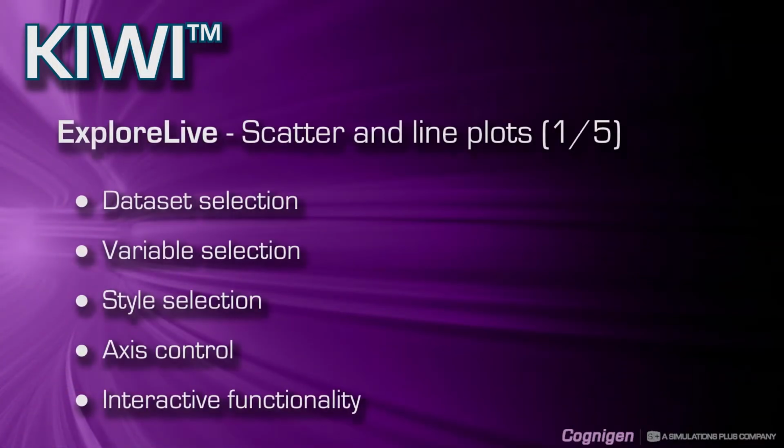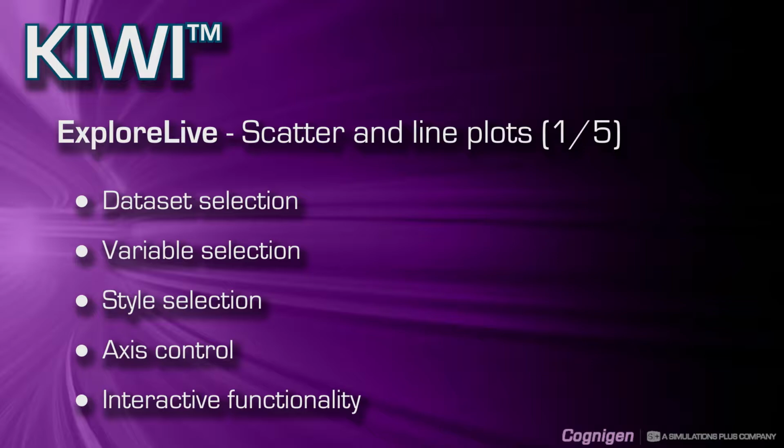Hello and welcome. This is the first video in a series of 5 dedicated to the creation of scatter and line plots in KIWI ExploreLive. I will cover basic settings, such as the selection of the data source, selection of the variables that will be used for the X and the Y axis, the selection of the style of the plot. I will also cover the options that control the axis settings, and I will also demonstrate the interactive features that are offered by the scatter and line plots in ExploreLive.